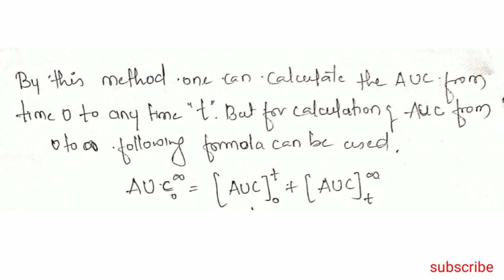By this method, one can calculate the AUC from time 0 to any time t. But for calculating AUC from 0 to infinity, the following formula can be used. AUC 0 to infinity is equal to AUC 0 to t plus AUC t to infinity.